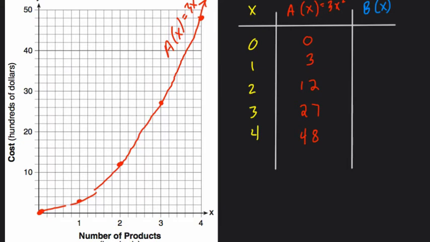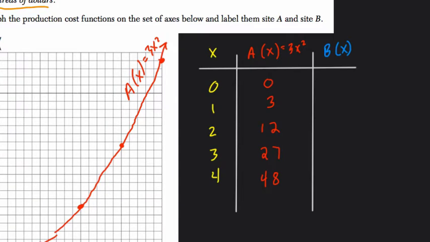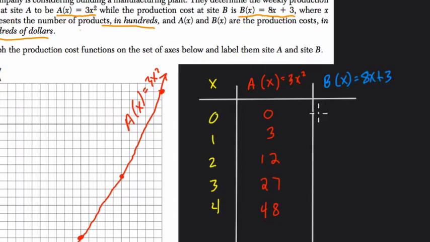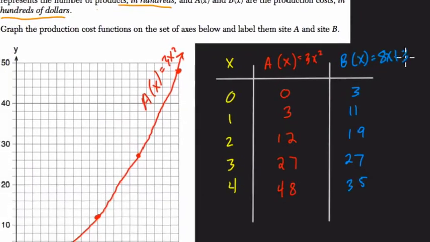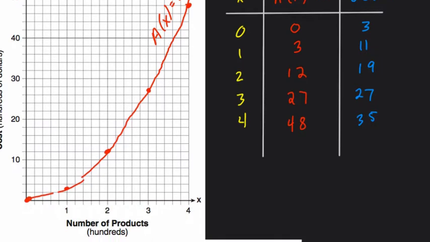Now, B of x, what's going to happen there? Well, B of x is a linear function. What do they give us? B of x equals 8x plus 3. So here we should get a straight line. We plug in 0. 8 times 0 plus 3, that's 3. Then we plug in 1. 8 times 1 plus 3 is 11. Plug in 2. 8 times 2 is 16 plus 3. It's 19. Right, it's going up by 8 each time. So it goes 27 and then 35. Right, we can check that. 4 times 8 is 32. Plus 3 is 35. 3 times 8 is 24. Plus 3 is 27. So these give us our points to plot for the other function.